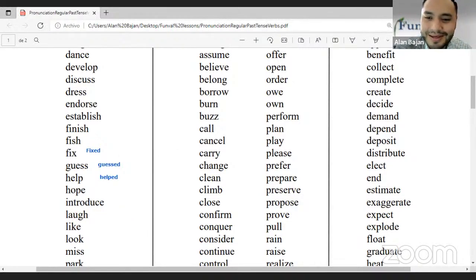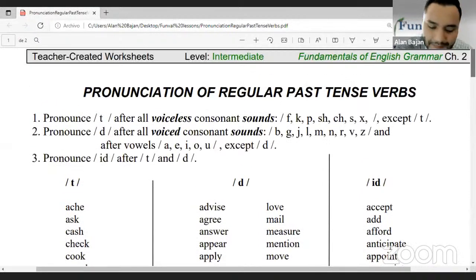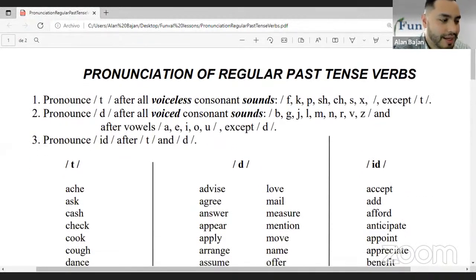Remember, this is the first group of verbs. And next one. Please pay attention to this. Relax yourself. Group number two. I will say it in Spanish. Very quick.